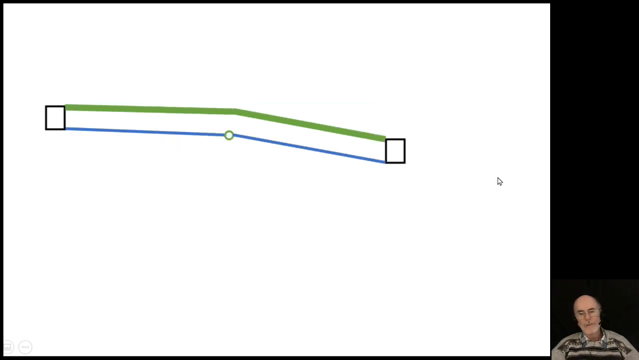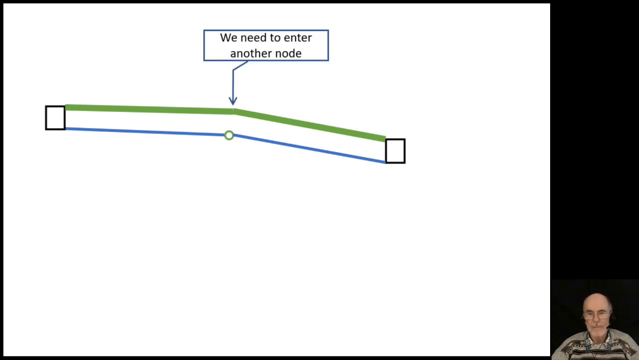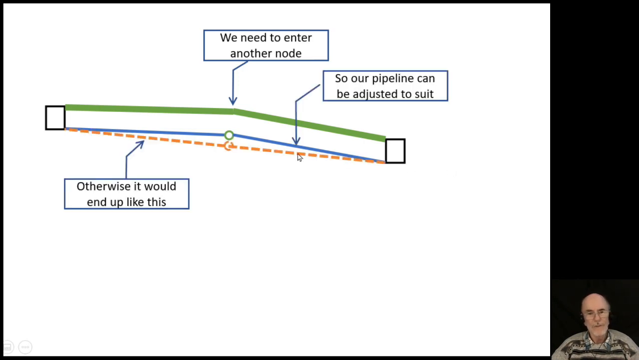We have the other instance where the surface level can drop. Again, you must tell the program this has happened, and we must enter another node where the surface grade has changed. That allows the program to change the pipeline to suit. Otherwise, the pipeline would go from surface level to surface level, including the cover. All right, so let's go back to entering our pipelines.